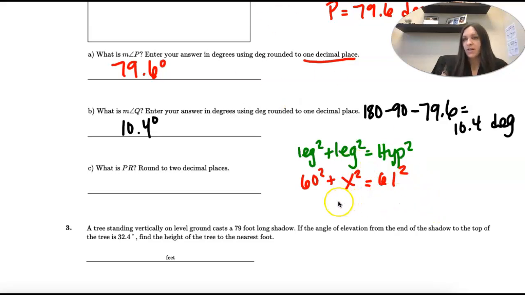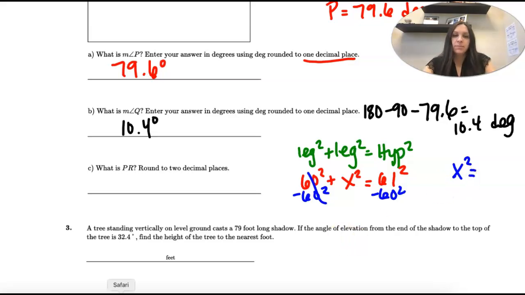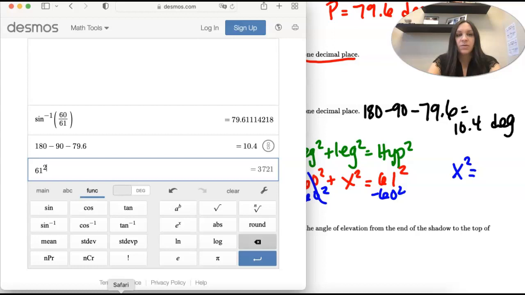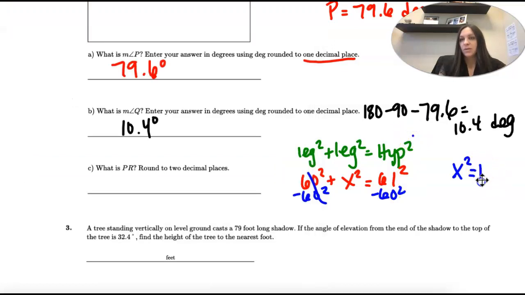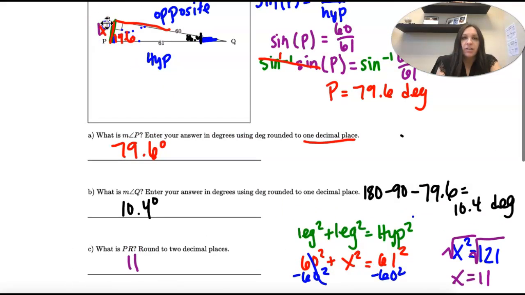So let's get X by itself. We're adding, so I'm going to subtract 60 squared on both sides. That's going to leave me with X squared equals 61 squared minus 60 squared, which is 121. So X squared is 121, but we just want X. So we're going to take the square root of both sides. X equals 11, which is the square root of 121. And that makes sense if you look at your triangle. So always look back and make sure that your answer makes sense.